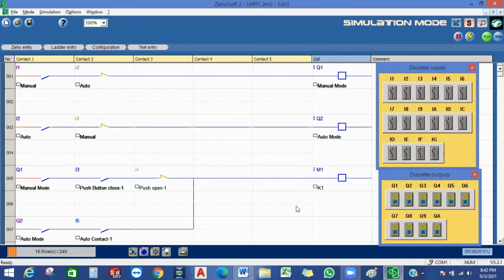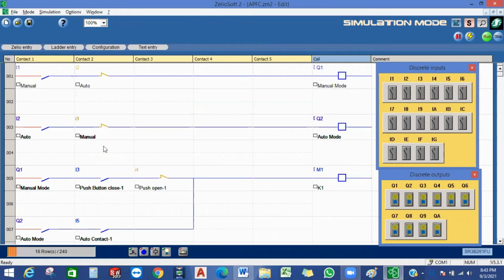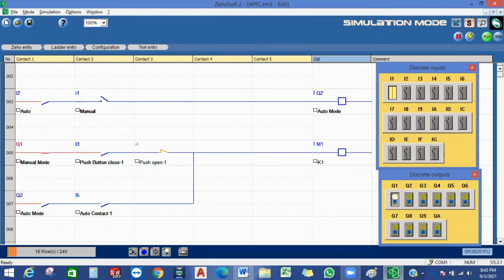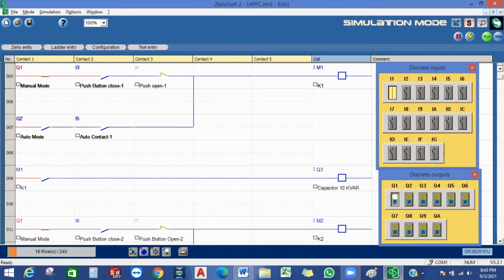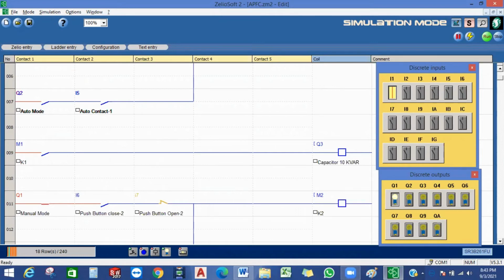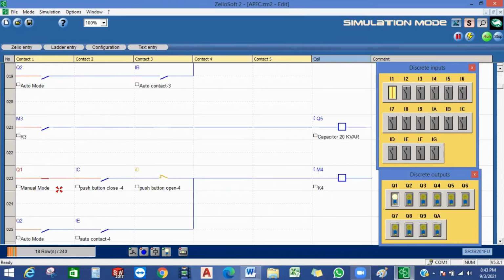Okay, then we have our push buttons. For manual mode, we have push buttons. Suppose we put this in manual mode, we will see all the manual modes are closed. This is a 4-stage controller, so there will be 4 stages only: this is the first stage, second stage, this is the 3rd stage, and this is the 4th stage. So you can see all the manual modes are on.